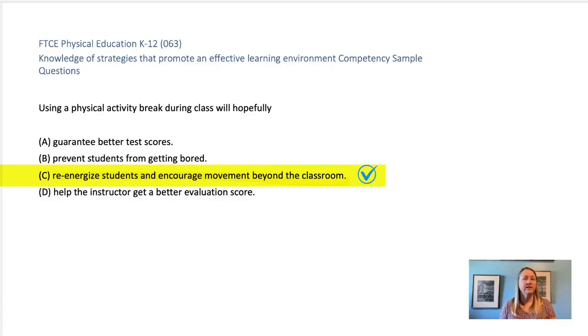A short physical activity break can help students get the energy they need to re-engage for the rest of class and encourage similar breaks outside the classroom.